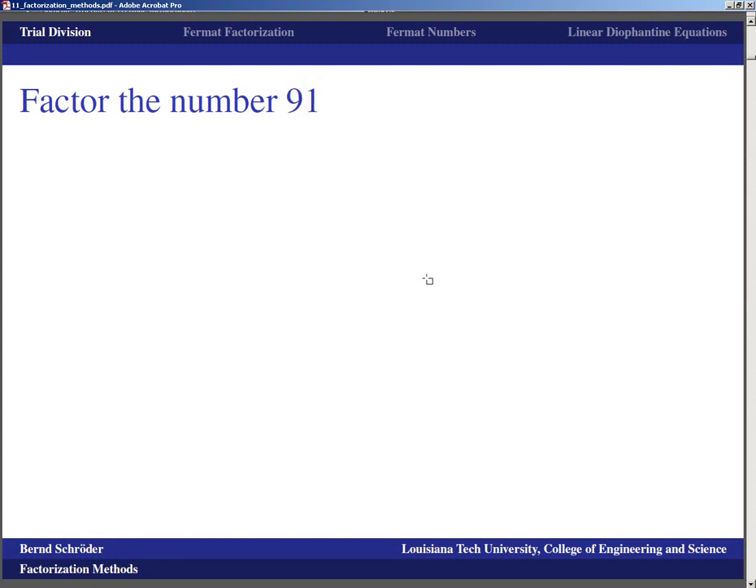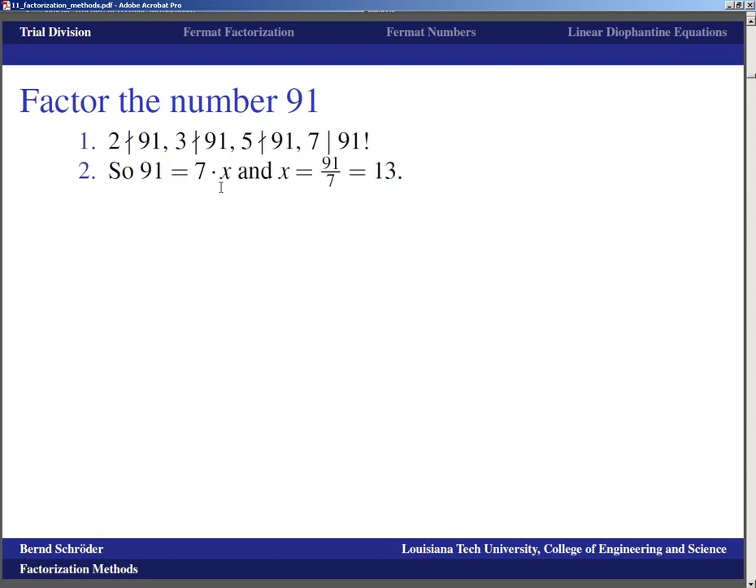How do you factor the number 91? Well, you just try all the prime numbers, right? 2 doesn't divide 91. 3 doesn't divide 91. 5 doesn't divide 91. 7 does divide 91. So that means that 91 is 7 times x, and x is 91 divided by 7. That takes a minute. But the result is 13.